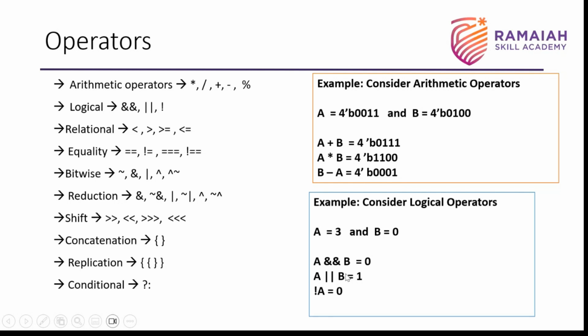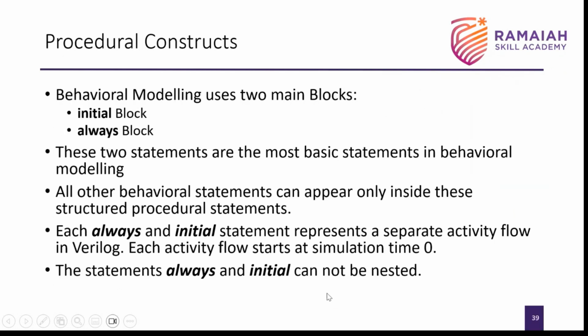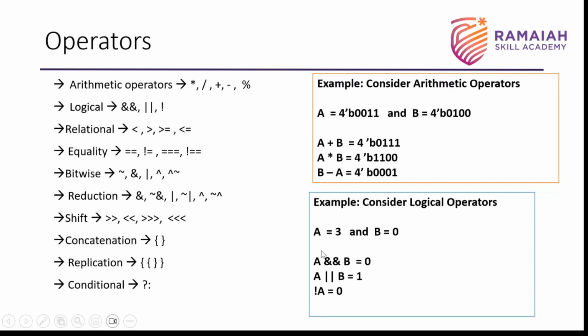Suppose you're doing OR operation. Since this is logic 1 and this is logic 0, 1 or 0. If either of the inputs is 1, then my OR operation output will be 1. So A logical OR of B will give me 1. And negation of A, not of A. Sorry, A here is logic 1. Since it is greater than 0, it is logical 1. So negation of logical 1 is what? Logic 0. So the output is 0 here.